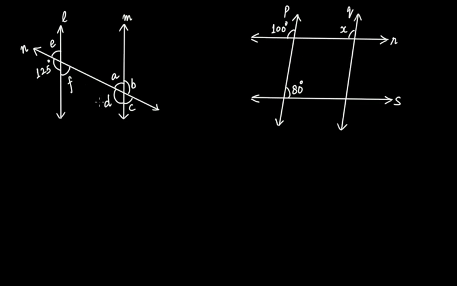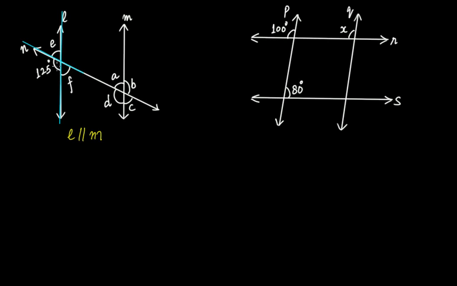In this case, you have two parallel lines, L and M. L is parallel to M. N is the transversal line. Okay. And you have to tell the value of these variables A, B, C, D, E, and F. Let's begin. Focus on this line. Let me draw it here. This one and this one.